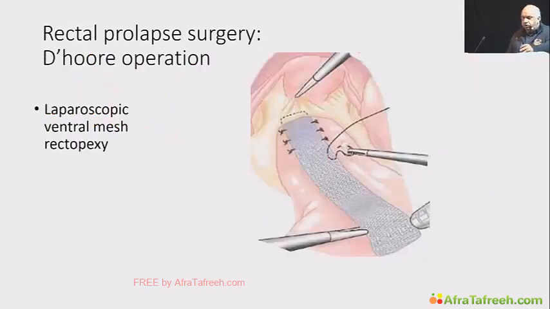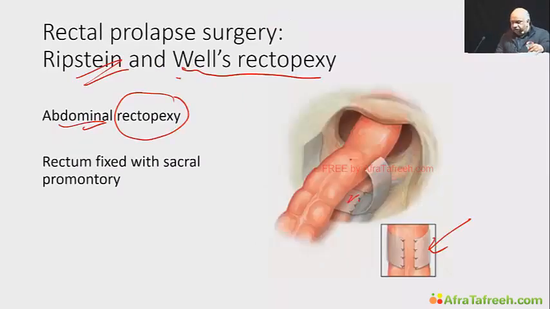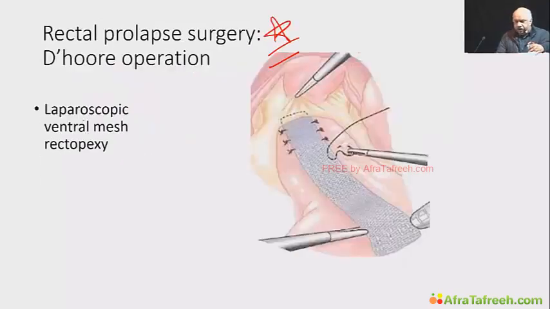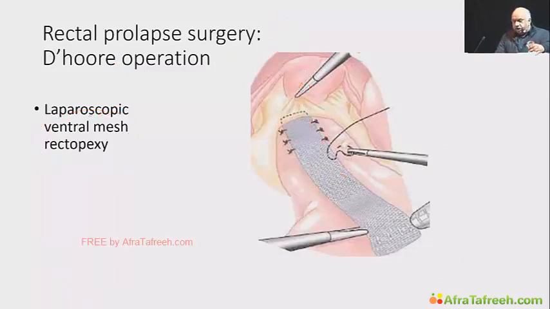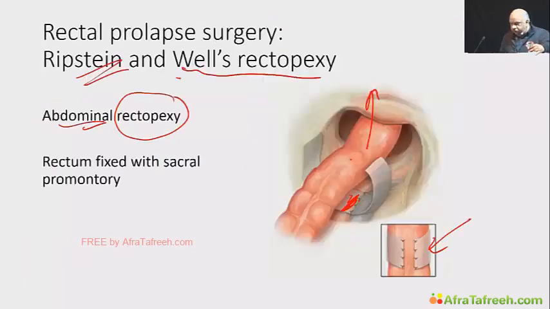And this is a new surgery. This is important. This surgery may become a question, called D'Hoore operation, where I put the mesh anterior. You see here I'm fixing with the sacrum. And in D'Hoore, we fix anteriorly, ventral rectopexy, done by laparoscopy only. So I put the mesh anterior to the rectum, and this is the uterus, this is the rectum. So the mesh is placed anterior. These three are surgeries done by abdominal route, Ripstein, Wells, and D'Hoore, while the first three surgeries are done by perineal route.